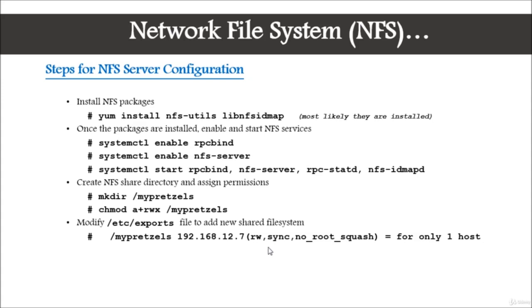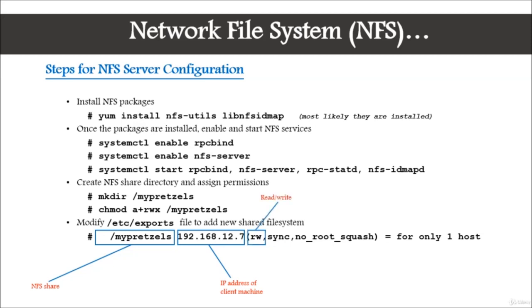So let's look at them one by one. Here is my NFS share. That's the NFS share that I'm sharing. Then here is the IP address of the client machine with which I'm going to share my file system. Now what if you wanted to share with everybody? Then you could just simply put a star, the asterisk. Then next thing, rw: you are giving permission to your clients to read that file system as well as write to it.